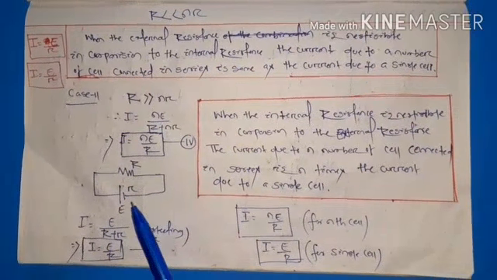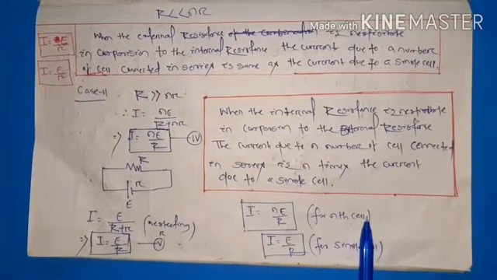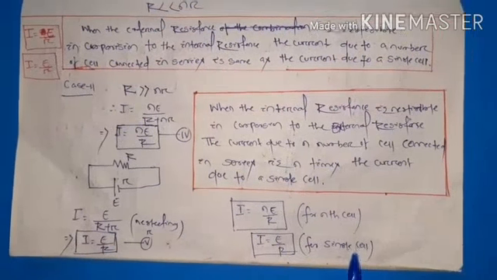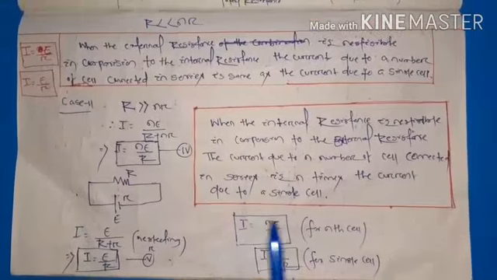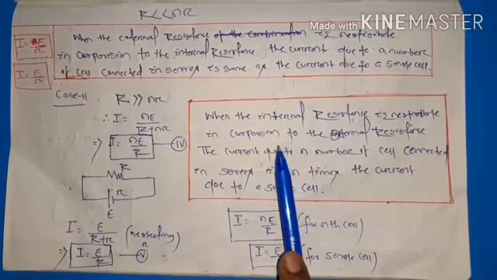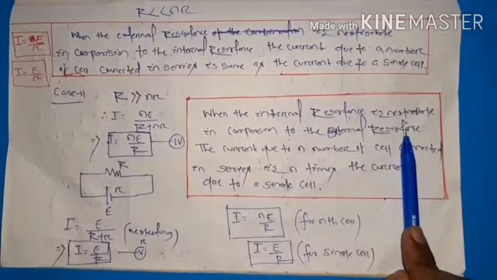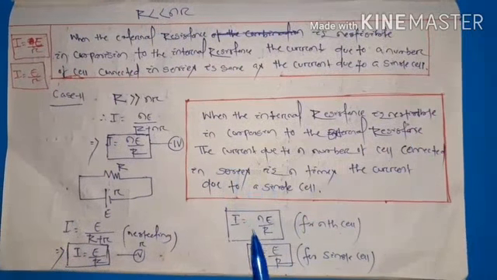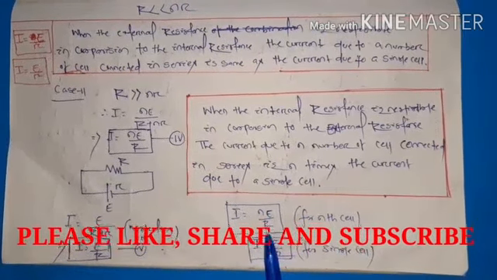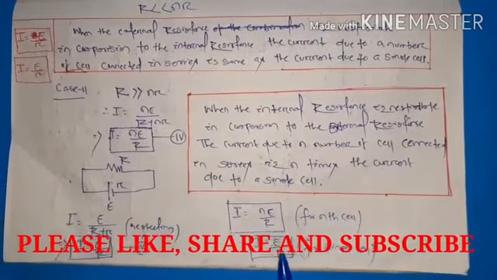So two equations are obtained: I is equal to nE divided by R for n number of cells and I is equal to E by R for a single cell. From these two equations we conclude that when the internal resistance is negligible in comparison to external resistance, the current due to a number of cells connected in series is n times the current due to a single cell.